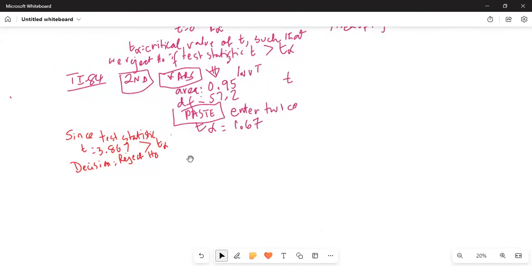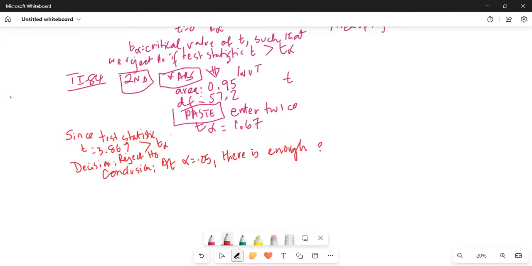Our conclusion is at alpha equal to 0.05, there is enough evidence to support HA. What is HA? Mu1 minus mu2 greater than 0. Now, I'll give you a hint. I told you I'll give you a hint at the end of the presentation. This is the long way of doing it. What is the short way? Okay, I will do it for you.